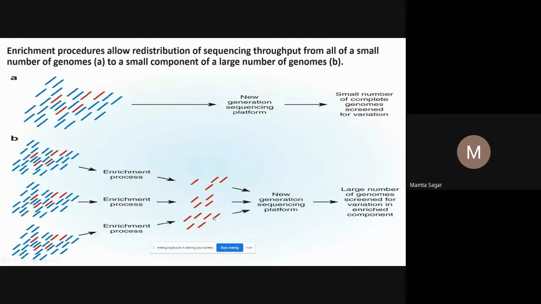Here you can see the fragments. So this is the new generation sequencing platform that provides us the larger number of genome screens for variation in enriched components. Previously we were able to sequence only a smaller number of complete genomes. Now we have so much technology. We have different technologies that we can combine together. Due to that, we are able to sequence a large number of genomes, and we can screen those genomes for variation.